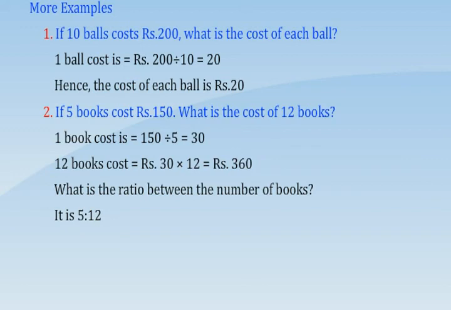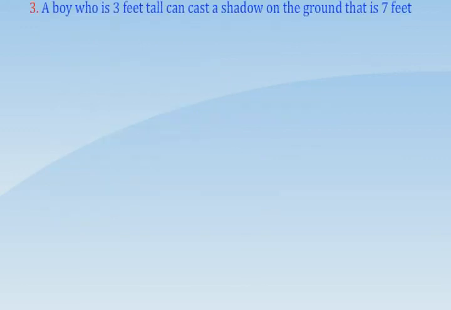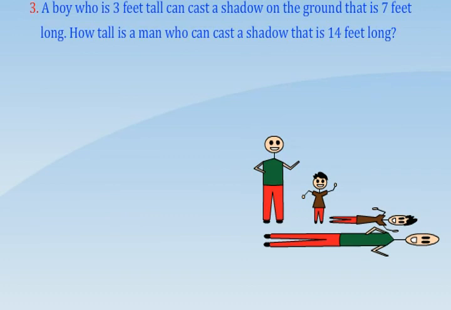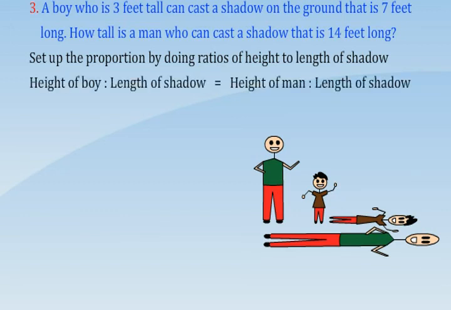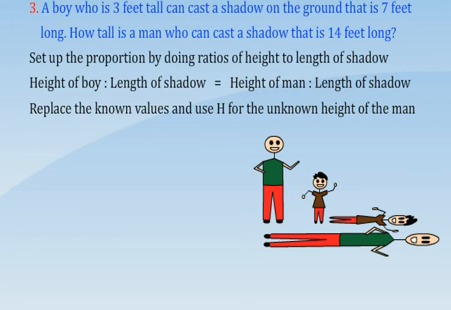It is 5:12. A boy who is 3 feet tall can cast a shadow on the ground that is 7 feet long. How tall is a man who can cast a shadow that is 14 feet long? Set up the proportion by doing ratios of height to length of shadow. Height of boy is to length of shadow is equal to height of man is to length of shadow. Replace the known values and use h for the unknown height of the man.